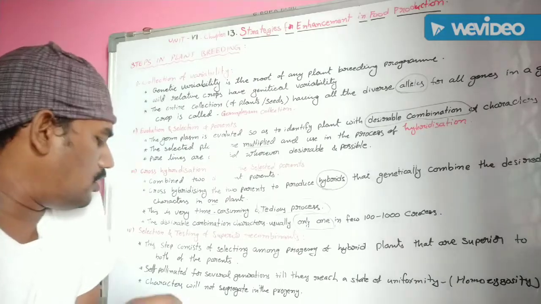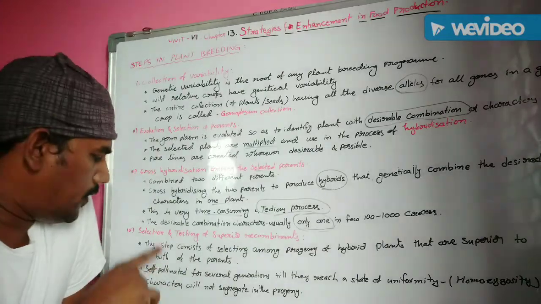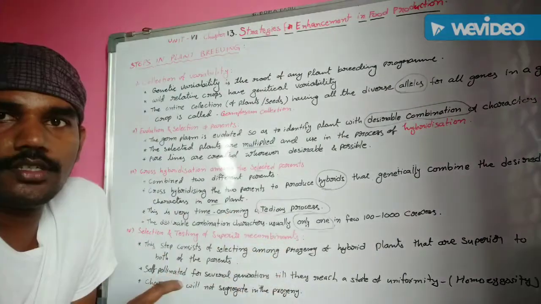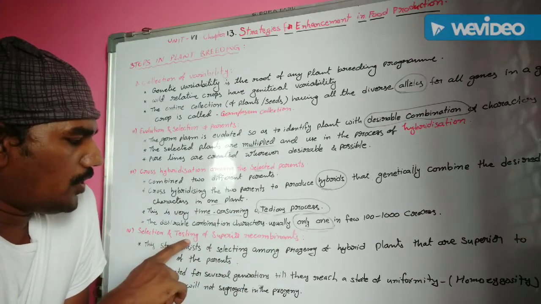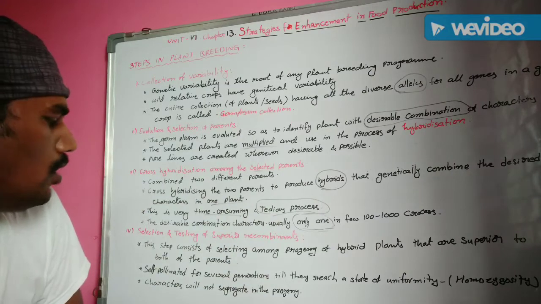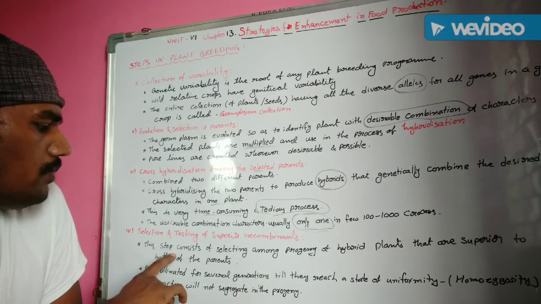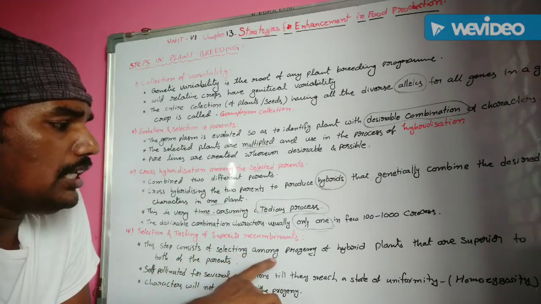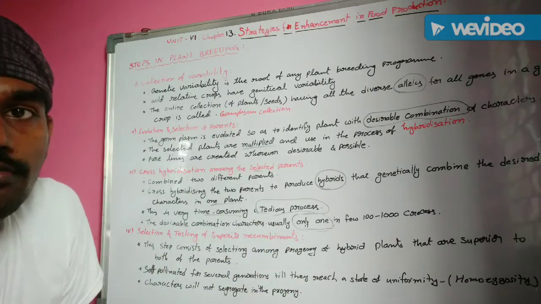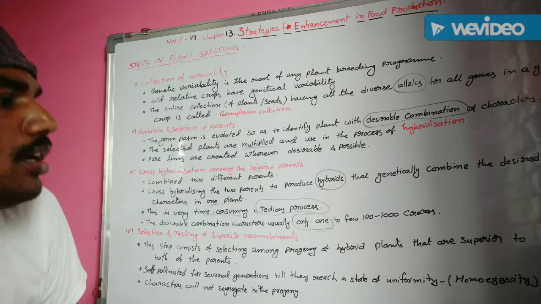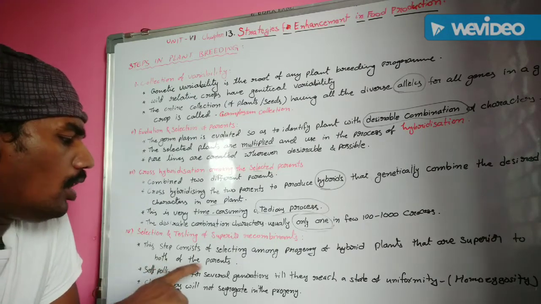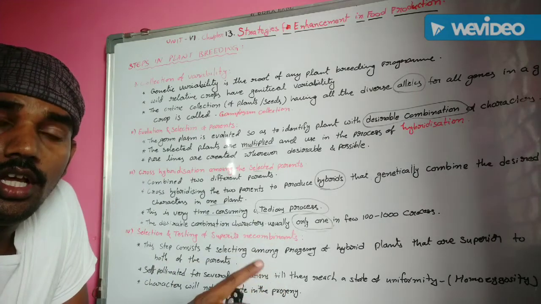The fourth step in the plant breeding, that one is selection testing of superior recombinants. Selection and testing of superior recombinants. In this step consists of selecting among the progeny of hybrid plants that are superior to both of the parent.